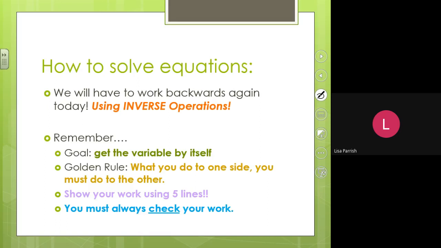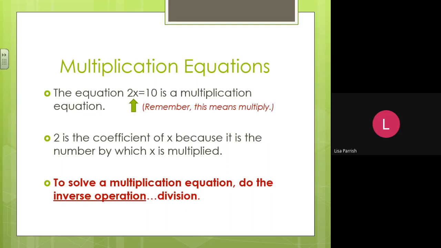We will still be showing our work using the 5 lines, just like we did Monday and Tuesday. And as always, we will check our work. That will be 2 of our 5 lines. Okay. Now, let's talk for just a second about a multiplication equation.